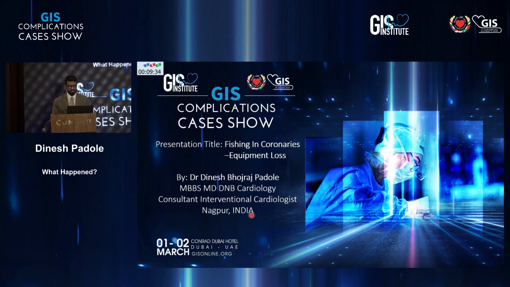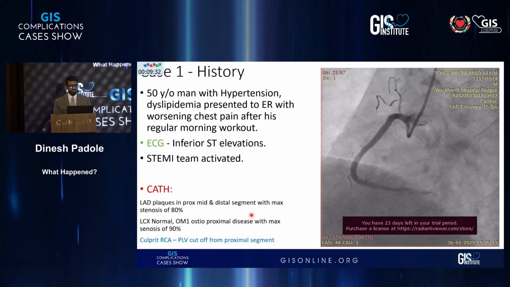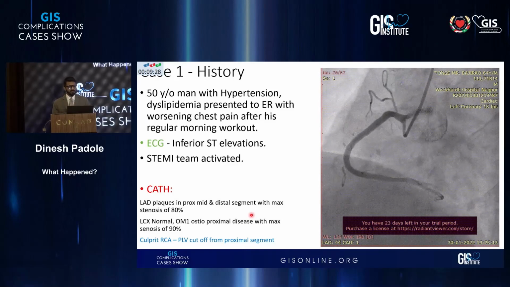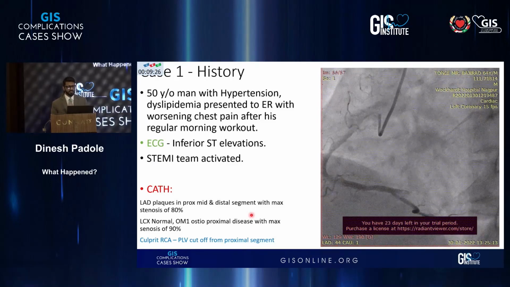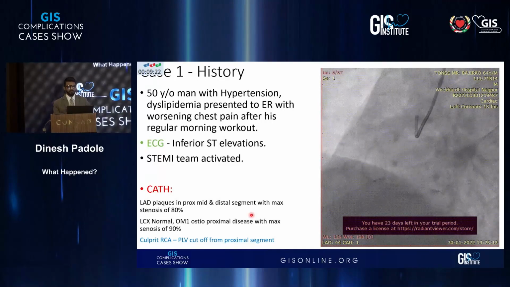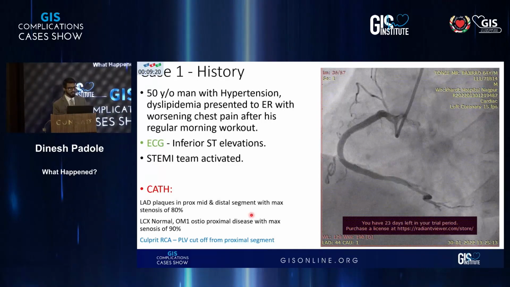So going ahead, my first case is a 50-year-old man with hypertension and dyslipidemia, presented to the ER with worsening chest pain after his regular workouts. ECG showed inferior ST elevation. So as a regular, the STEMI team was activated.